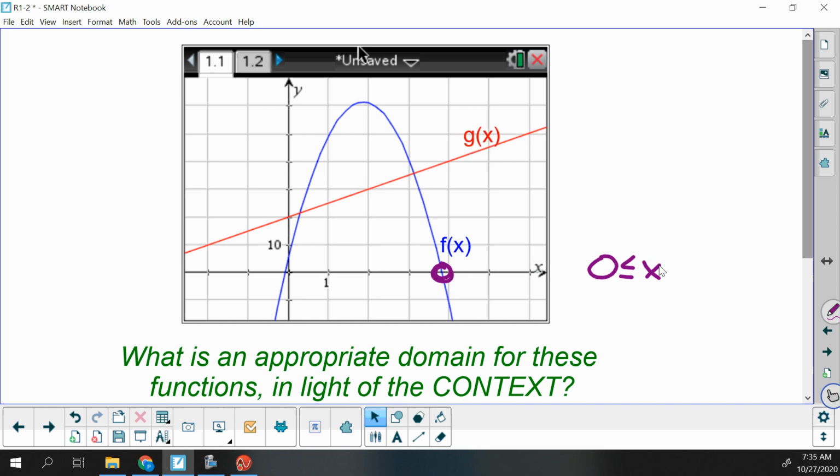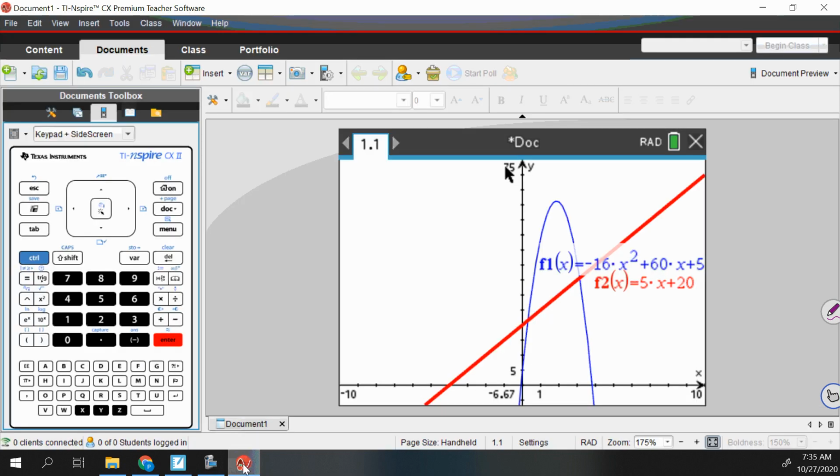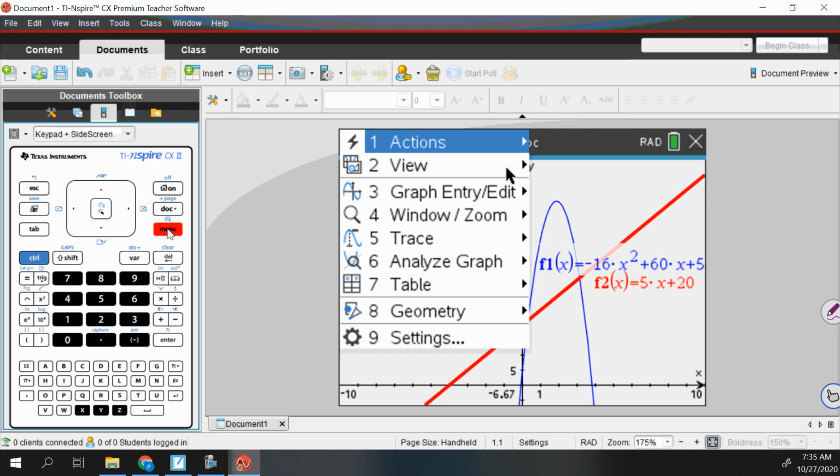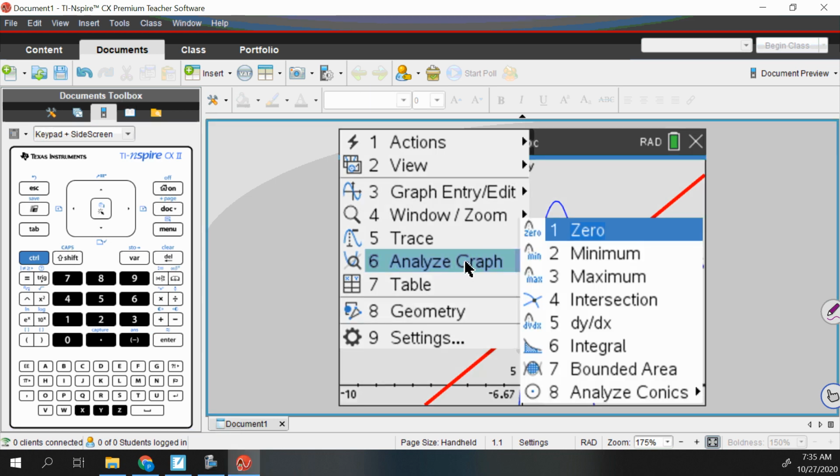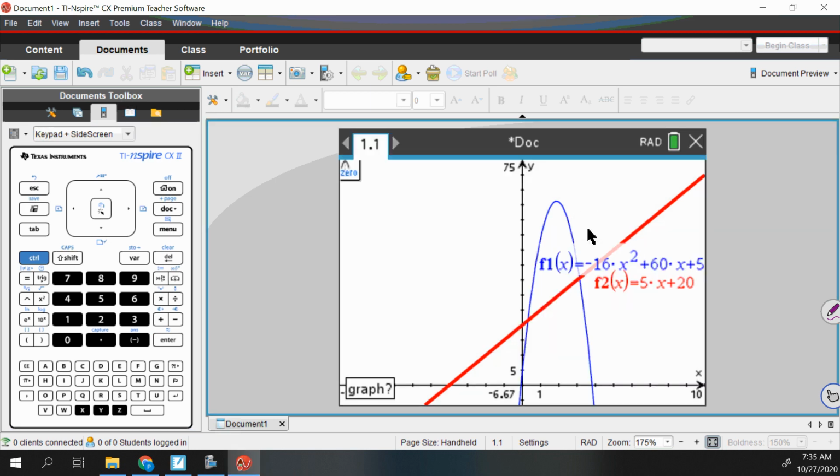So let's find when that arrow hits the ground. On your calculator, we can go Menu, Analyze Graph, and Zero. Select which graph you want. So I'm going to select the blue graph. It wants the lower bound, so pick something to the left of it. Upper bound, pick something to the right of it. And then that tells us we've got 3.83.